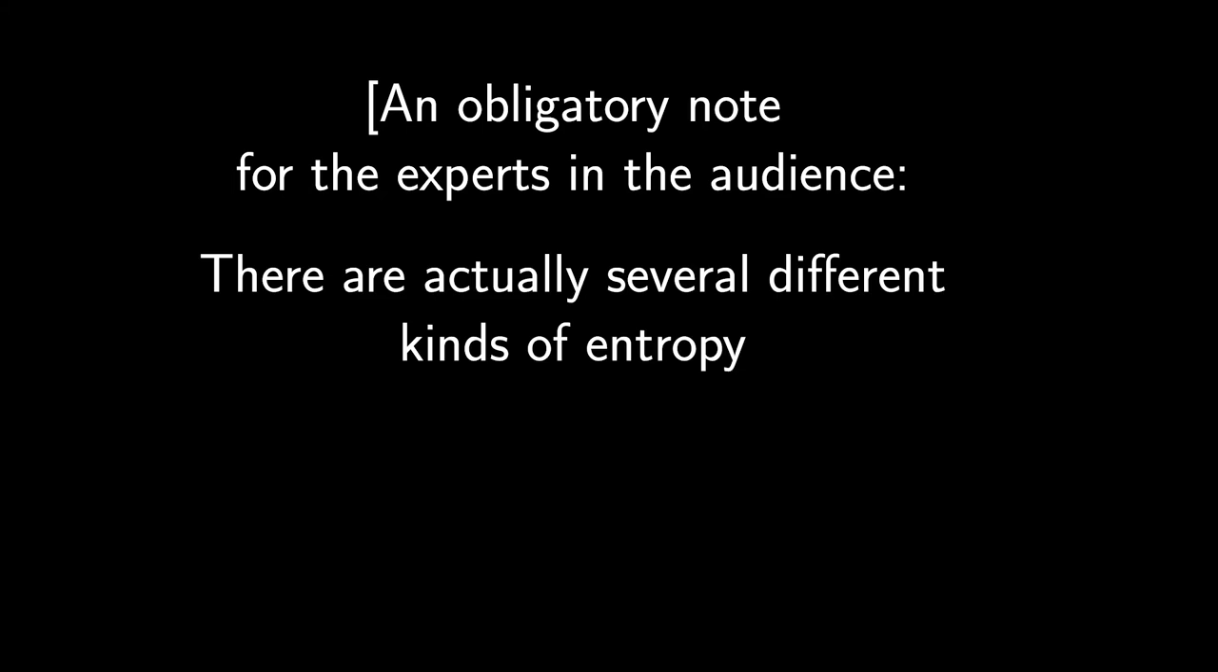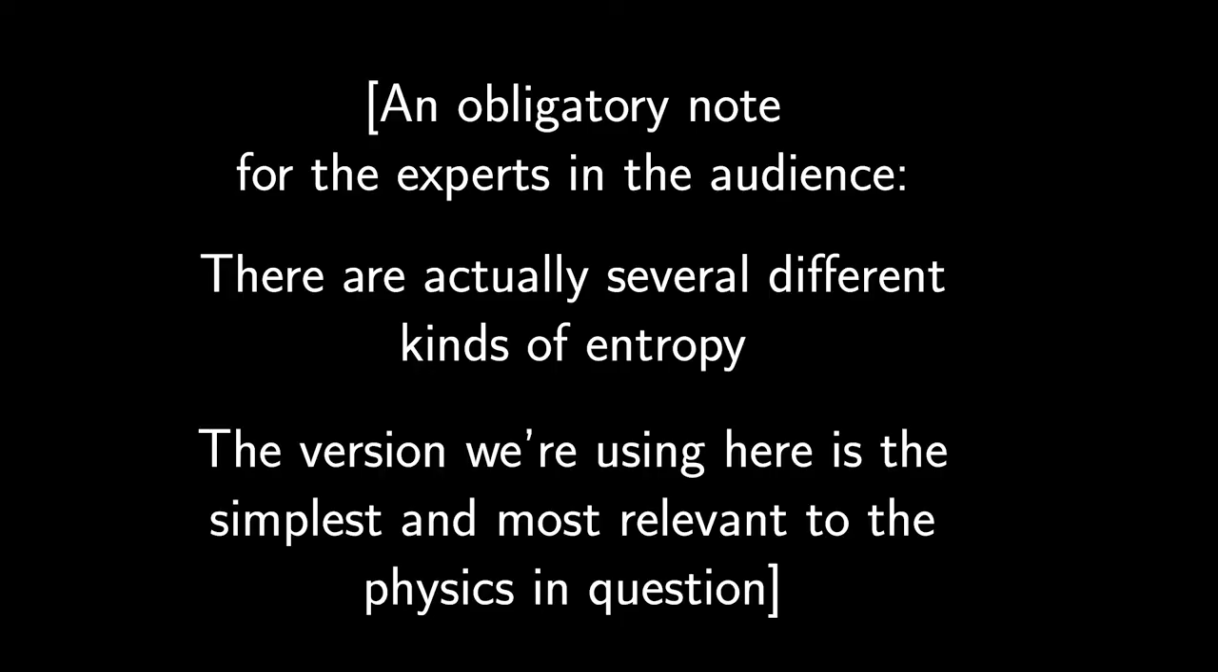Now, I have to include an obligatory note. For the experts in the audience, there are actually several different kinds of entropy. There's even a story that Claude Shannon, who devised yet one more kind of entropy, couldn't come up with what to call his discovery, and the mathematician John von Neumann told him, call it entropy. No one knows what that is, so you won't get any questions. Okay. The version we're using here is the simplest and most relevant to the physics in question. So this is legit. It's just one kind of entropy, but the kind that's relevant to the movie.